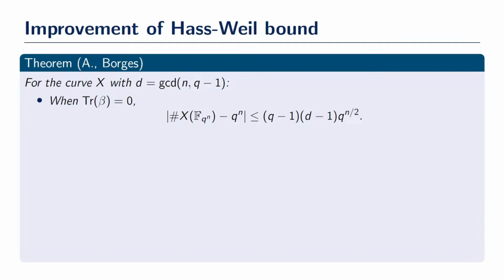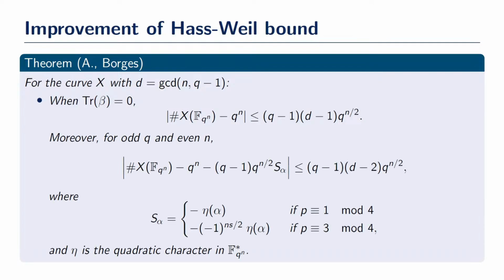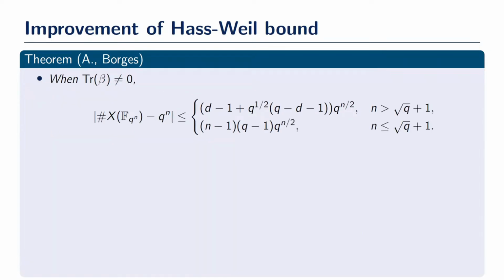But we can do a little bit more, which is the following. For q odd and n even, we can actually state this improvement for Hasse-Weil, okay? Where S_alpha here is just in terms of alpha and the quadratic character of the scheme. Okay, so both of the bounds here improve Hasse-Weil bounds for X. Okay, so what's the situation if the trace is non-zero?